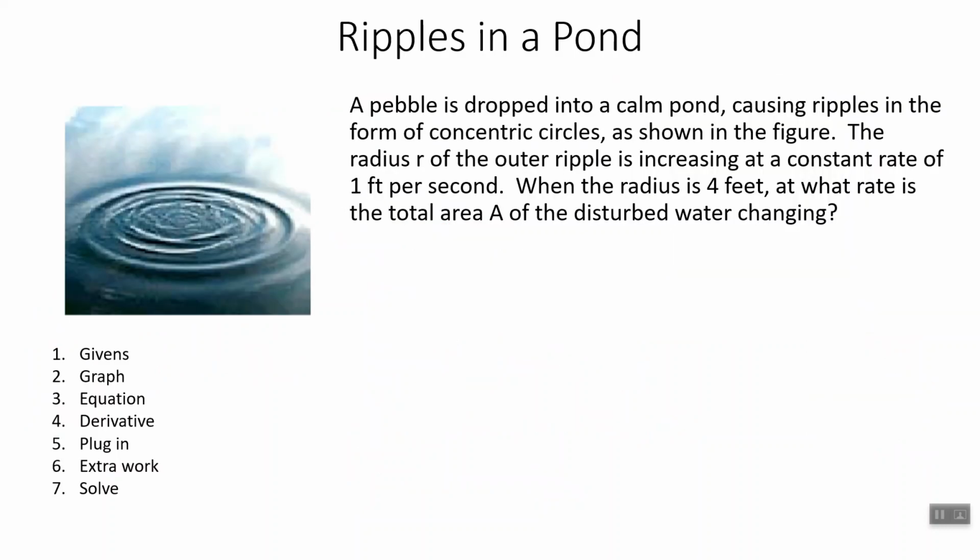All right, let's take a look at another example. Ripples in a pond. So a pebble is dropped into a calm pond, causing ripples in the form of concentric circles. So we have circles here. So this is a circle.